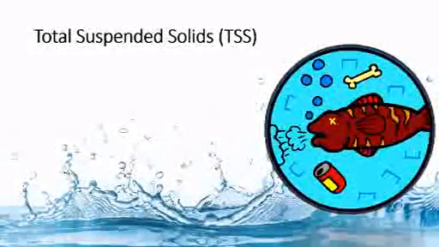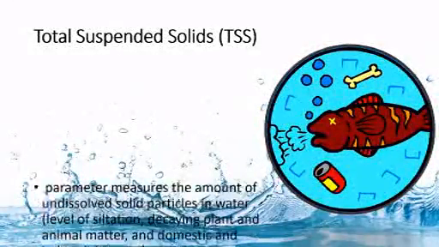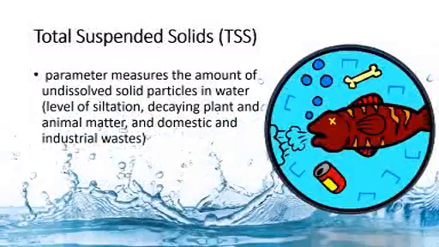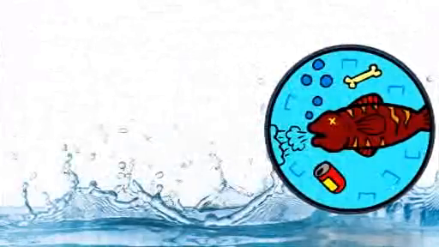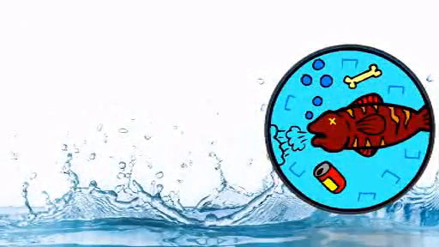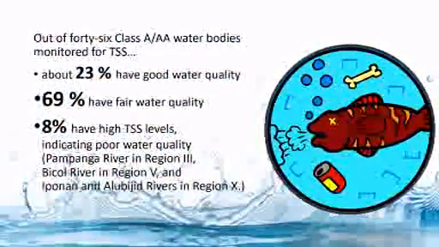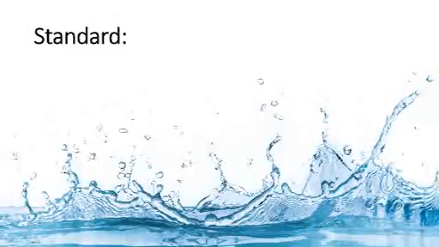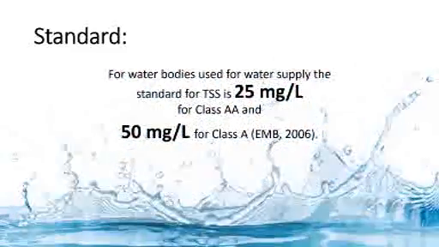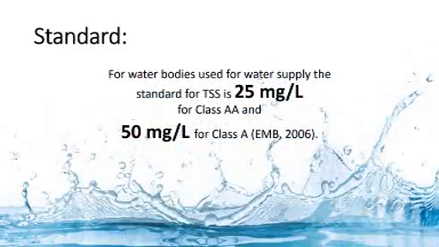Next is the total suspended solids, or TSS, parameter. TSS measures the amount of undissolved solid particles in water, such as the level of siltation and decaying plant and animal matter. Out of 46 Class A/AA water bodies monitored for TSS, about 23% have good water quality, 69% have fair water quality, and 8% have high TSS levels.